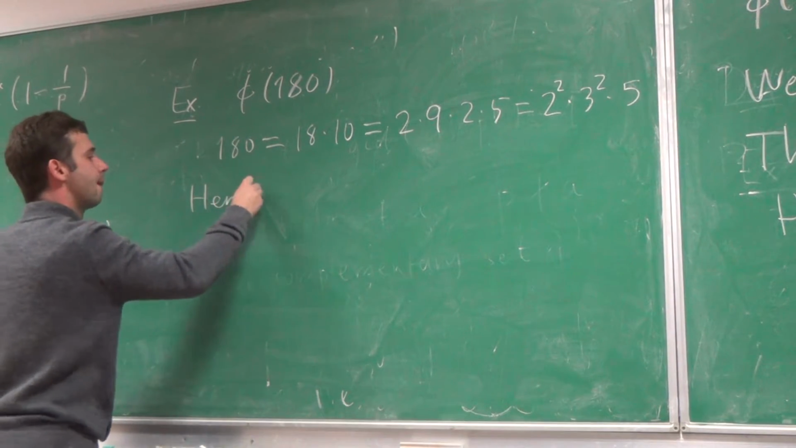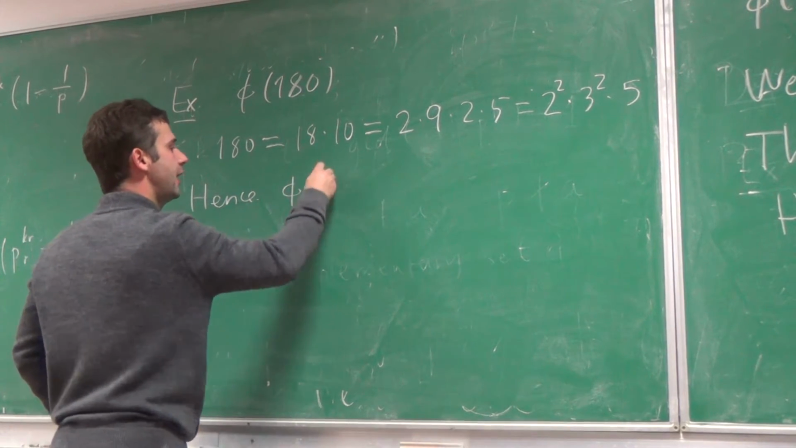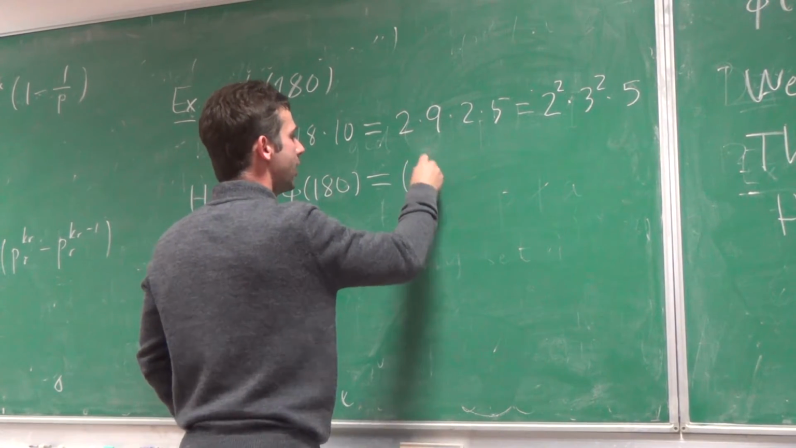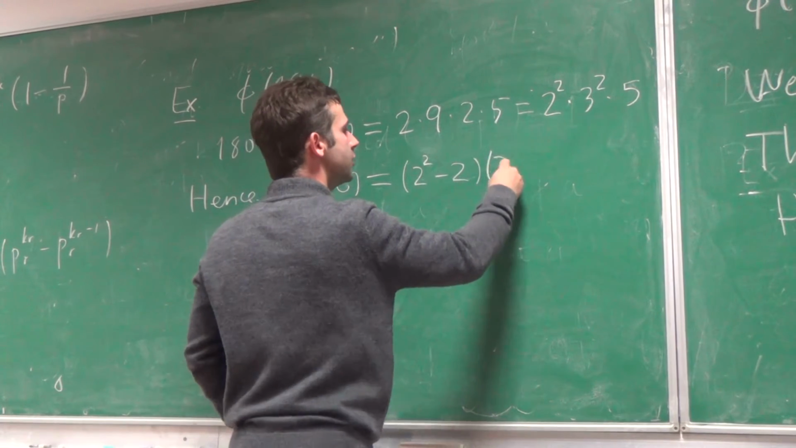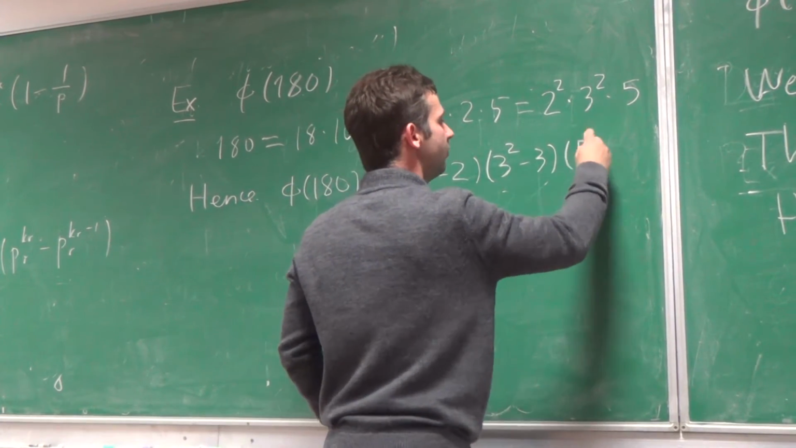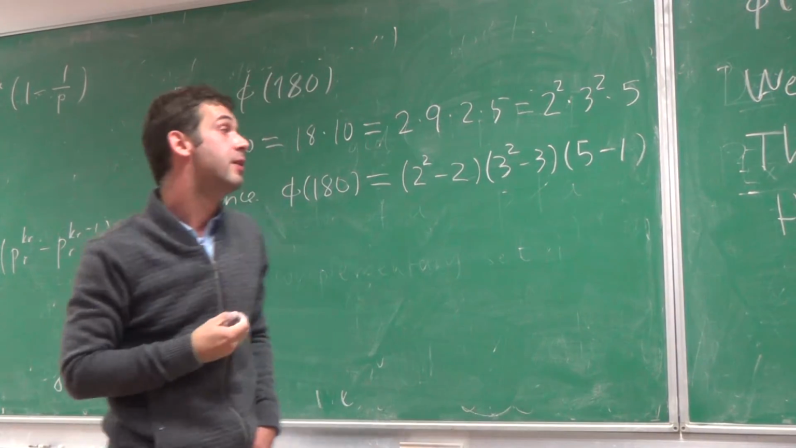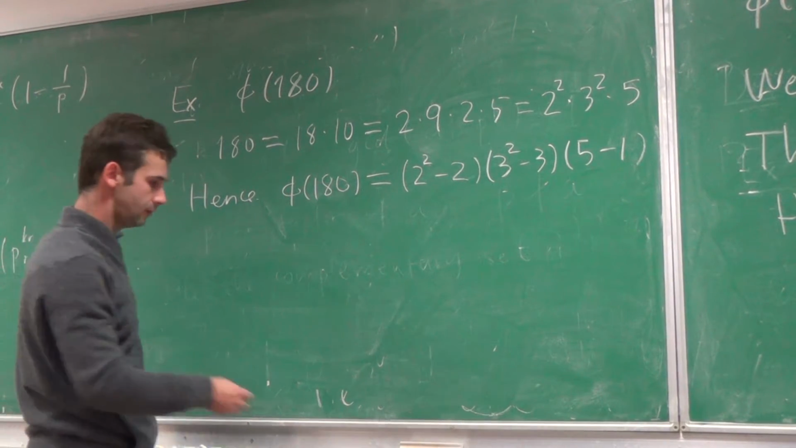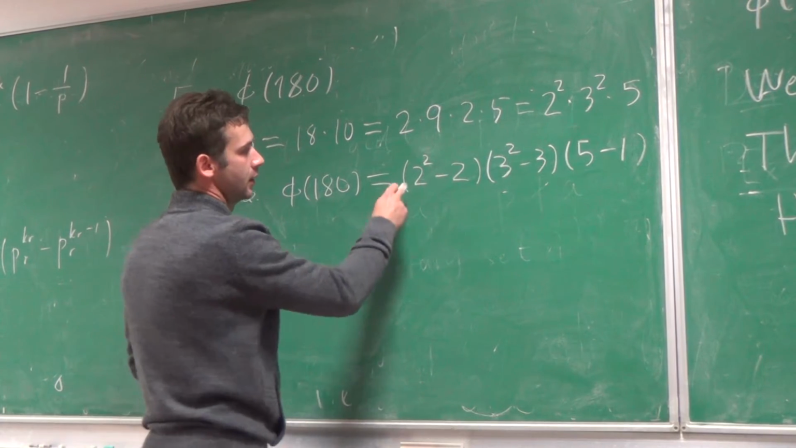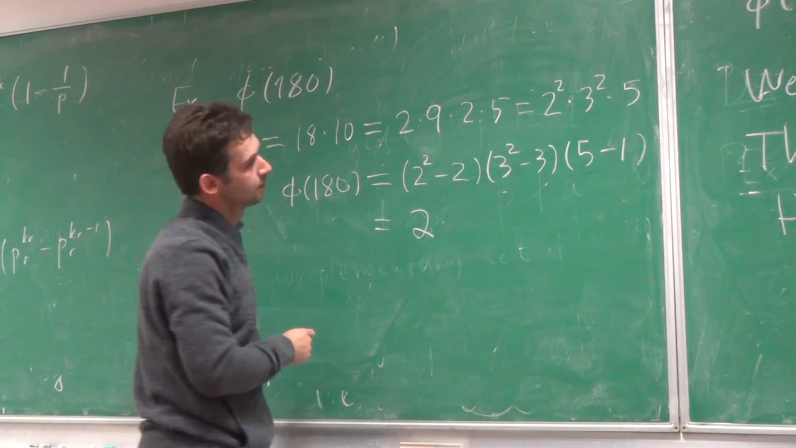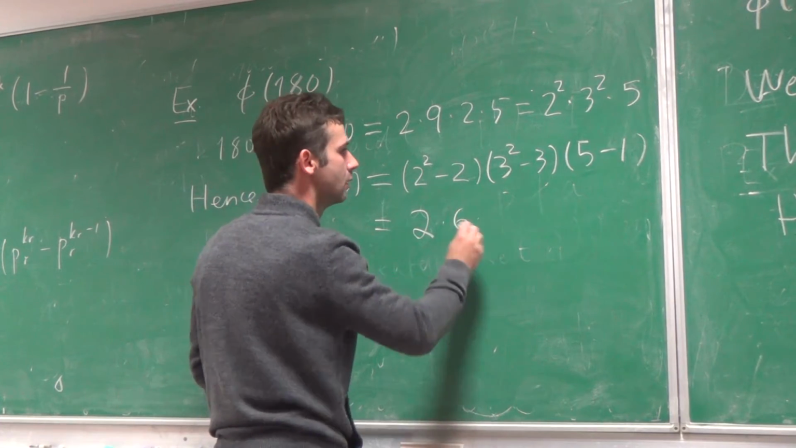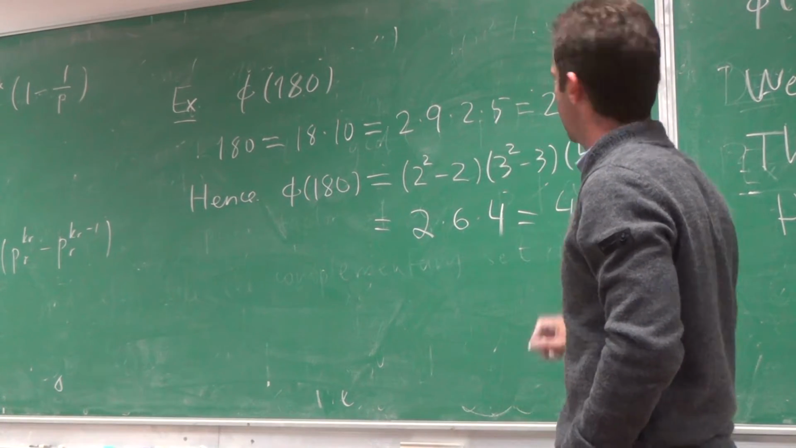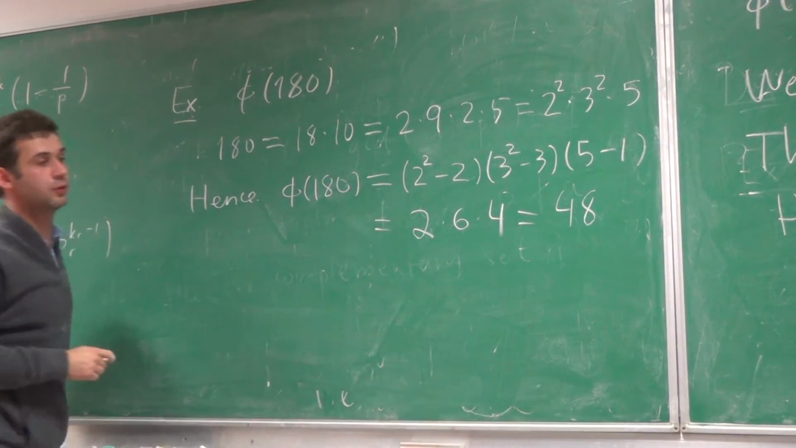And so phi of 180, we use this formula, right? So we have 2 squared minus 2, 3 squared minus 3, and 5 minus 1. This was phi of 5, the number of, so 1, 2, 3, 4. Okay. So 4 minus 2, 9 minus 3, and 5 minus 1. So it is 2 times 6 times 4, which is 48. So there are 48 integers up to this coprime to 180.